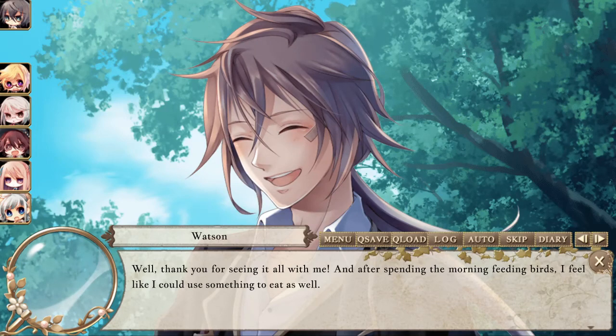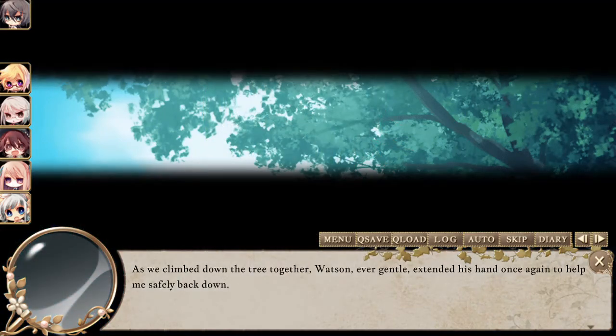And after spending the morning feeding birds, I feel like I could use something to eat as well. As we climbed down the tree together, Watson, ever gentle, extended his hand once again to help me safely back down. Aww.